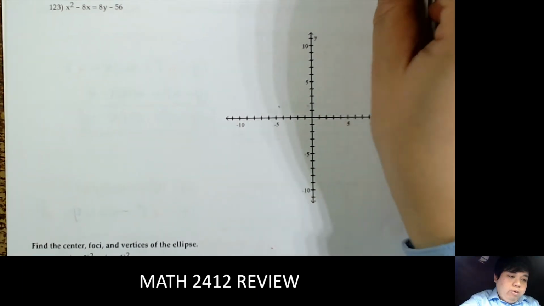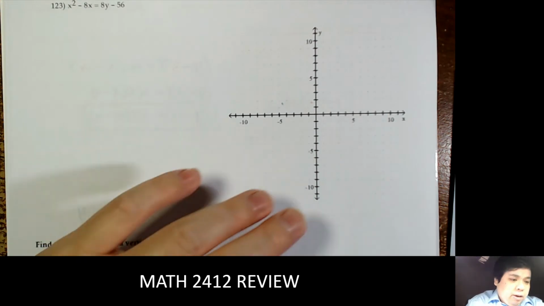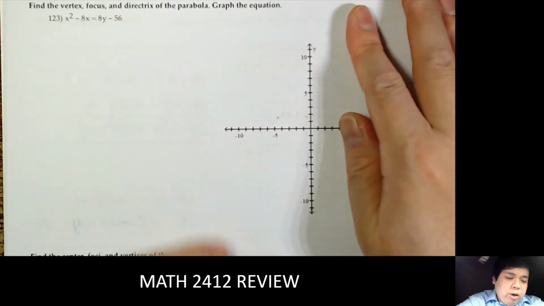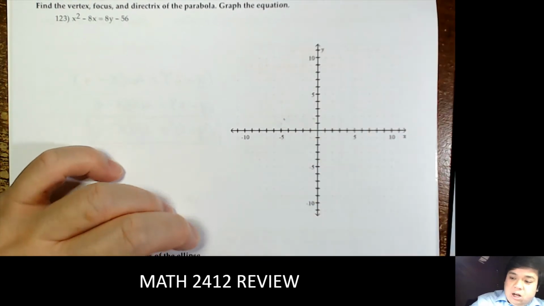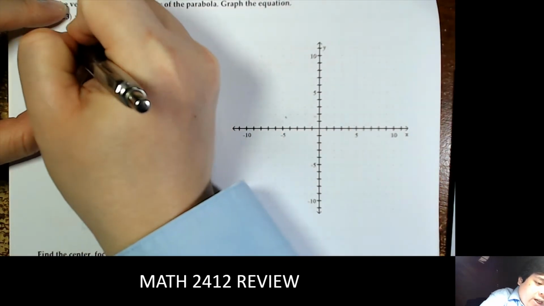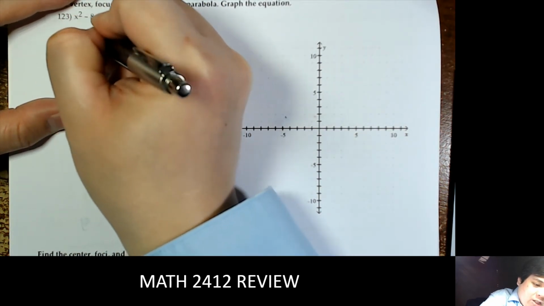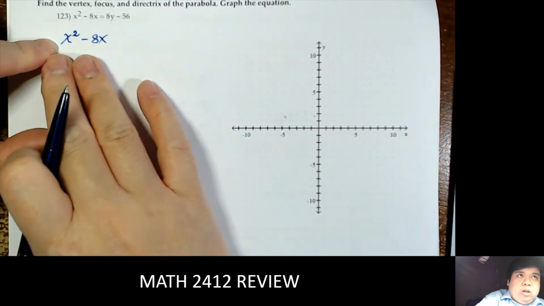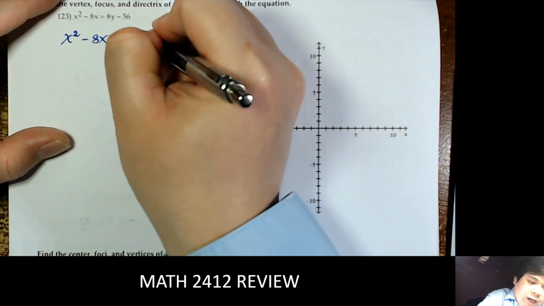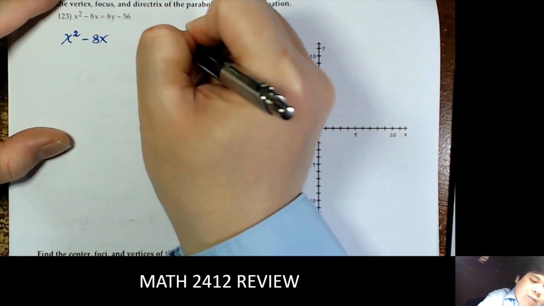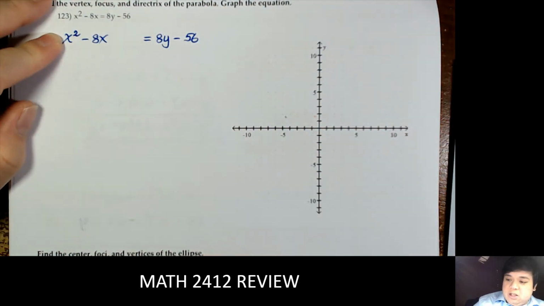Next, we will find the vertex, focus, and directrix for this parabola. First, we have to make sure it is in the right form, and it is not. So we should have x squared minus ax, which is good. So this one we start with x squared minus 8x equal to ay minus 56. First, we need to have a perfect square on the left hand side.